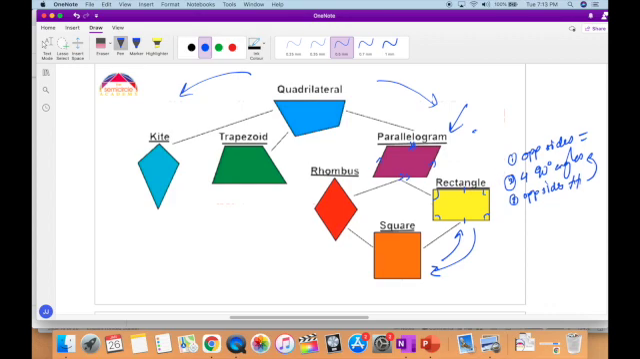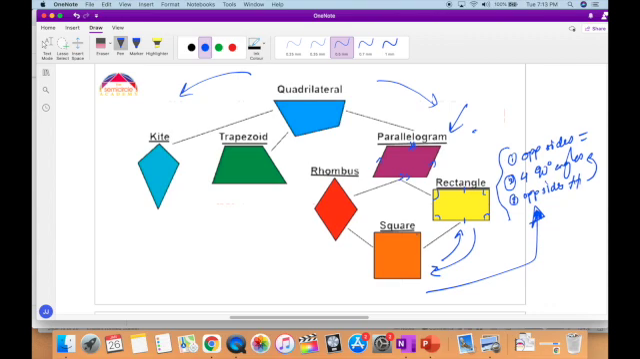So, let me ask you something. Does the square have all of these properties? Are the opposite sides of a square equal? Yes. Does a square have 4 90-degree angles? Yes. Are the opposite sides parallel? Yes. So, a square is a rectangle.